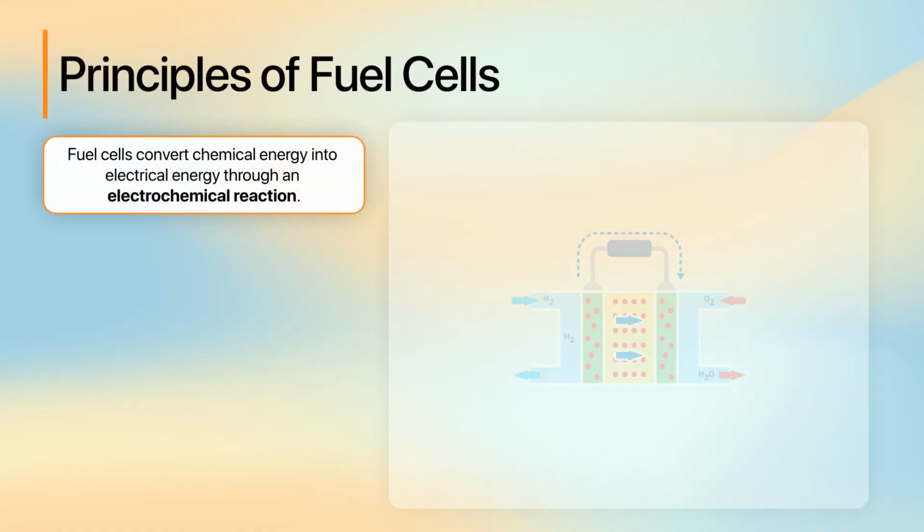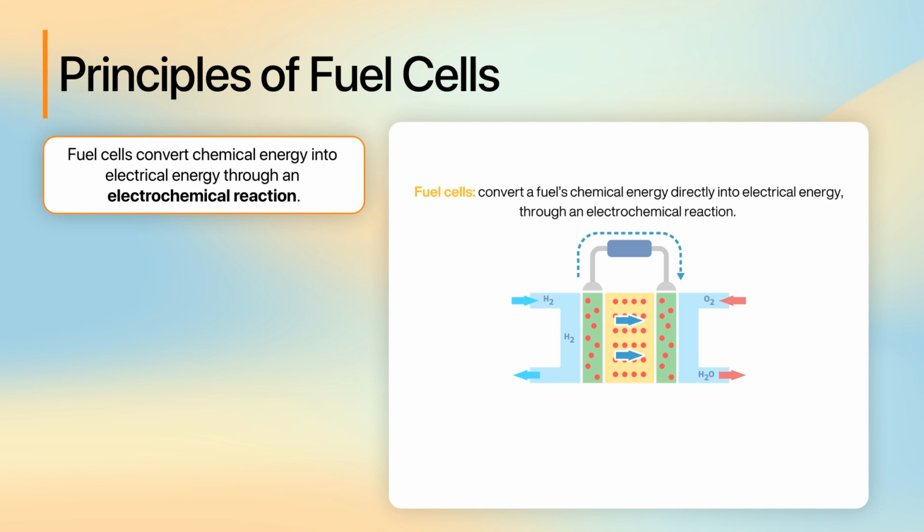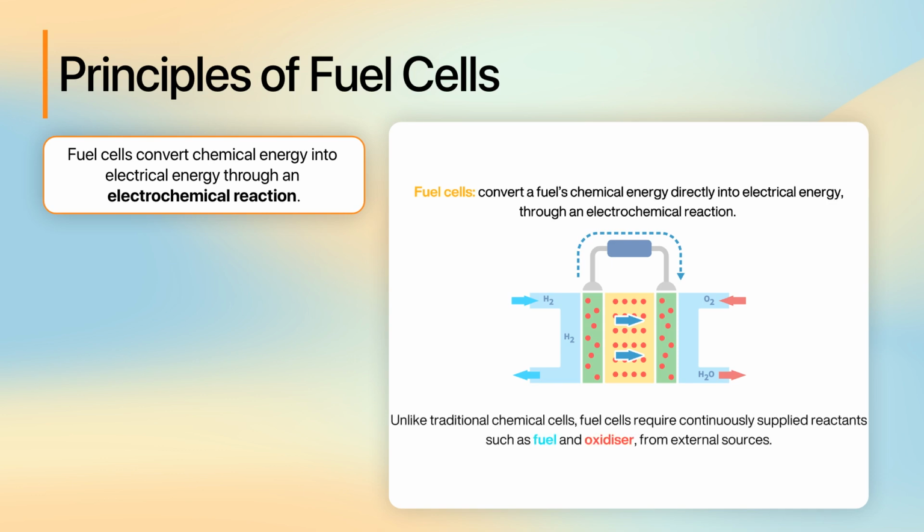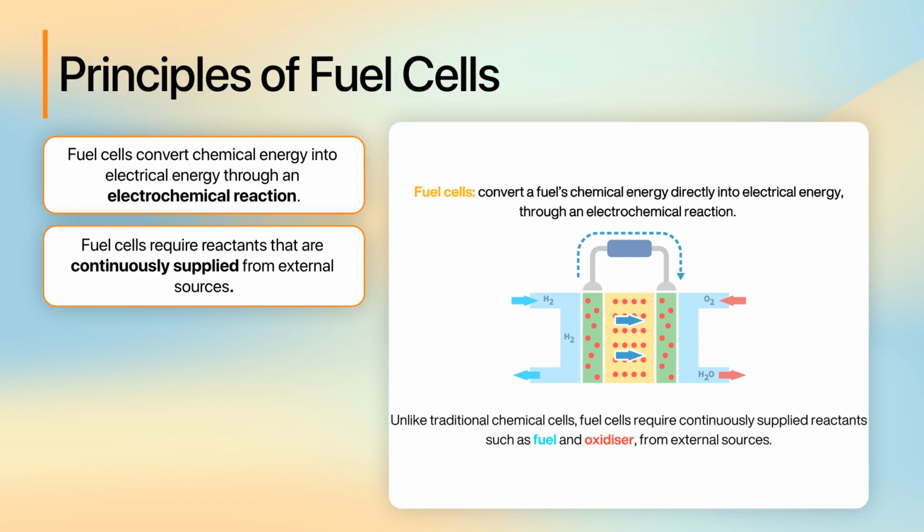Fuel cells are devices that convert the chemical energy of a fuel directly into electrical energy through an electrochemical reaction. Unlike traditional chemical cells, which store chemicals internally, fuel cells require continuously supplied reactants, such as fuel and oxidizer, from external sources.